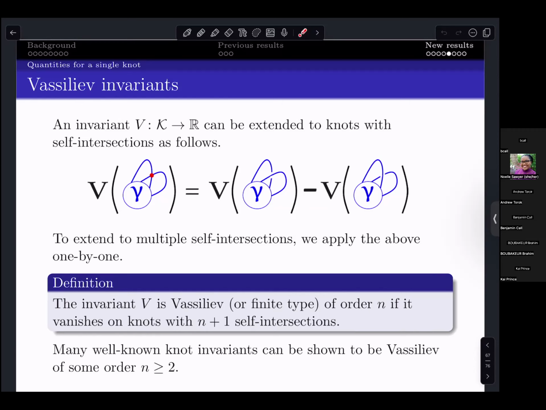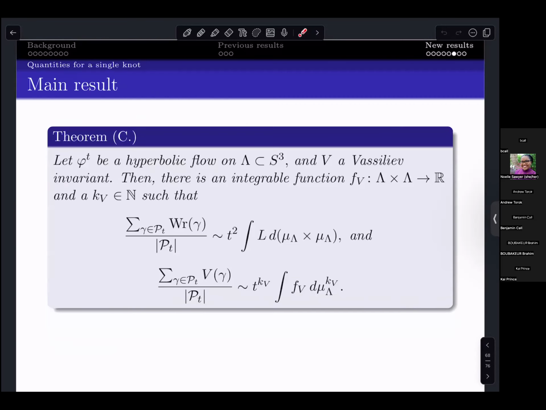So I'm going to do essentially what Contreras did, but just for the Rive and for Vasiliev invariants. I believe that's the next slide. Okay, so that's the theorem. I take my hyperbolic flow, and I take a Vasiliev invariant, and canonically associated to the Vasiliev invariant is a function f_v and a natural number, not 0. I don't know if people put 0 in here or not. I don't want to get into that debate. The natural numbers for me include whatever I need them to include at the time, which now is not 0.